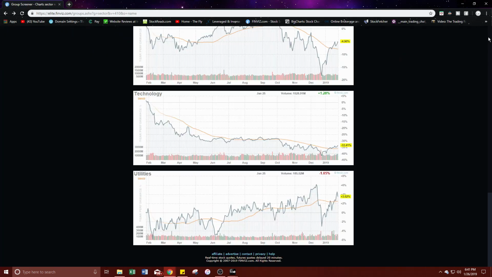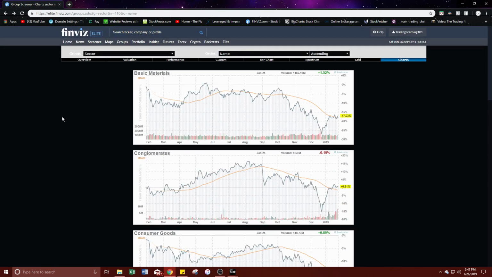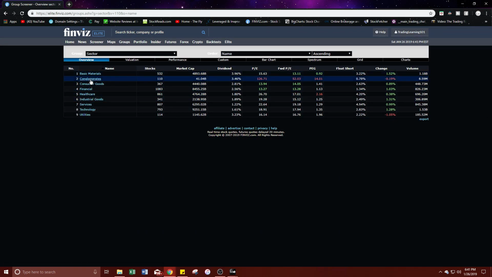Going back, just to show you, if you click on the overview here, you have all the sectors right here. And here are the stocks that are in all these sectors. In the financial sector, there are over 1,000 stocks. You can see the market cap, the dividends, all that good stuff, the change, the volume, to see where the money's at.